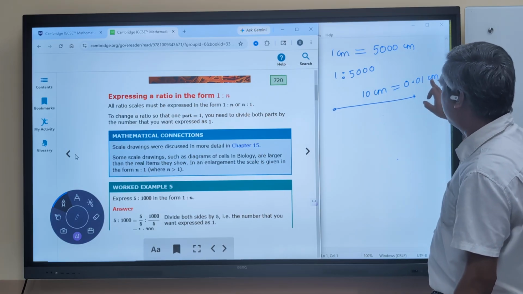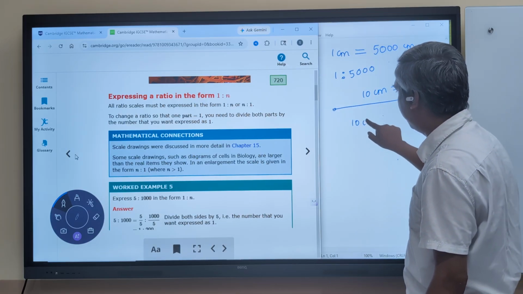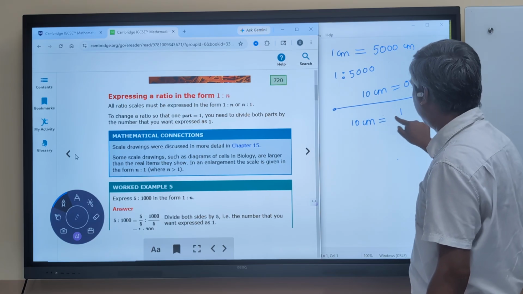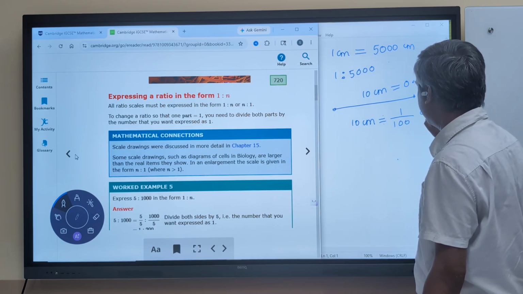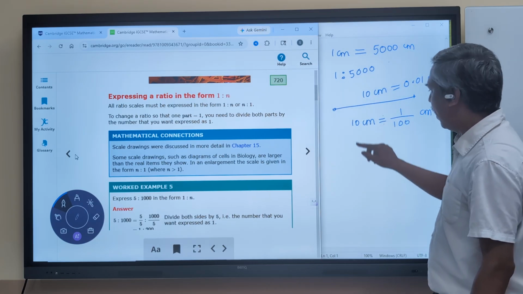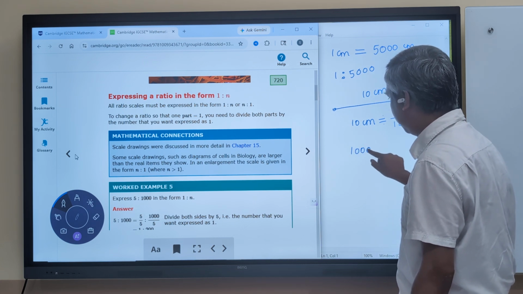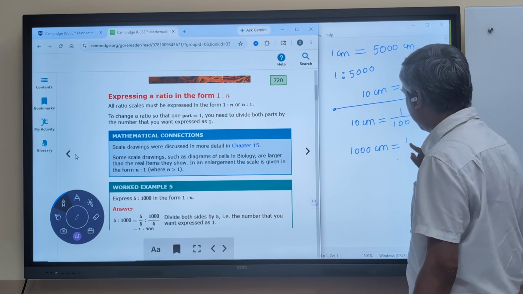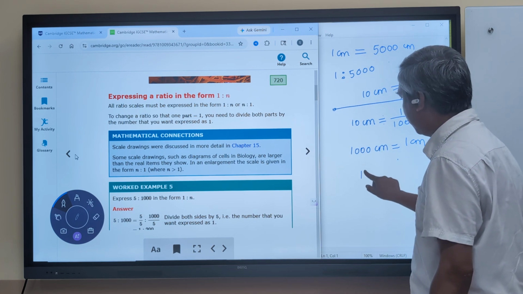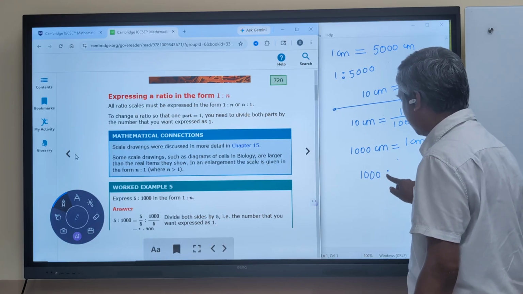10 centimeter to 0.01 meter. So 10 centimeter is equal to 1 upon 100 centimeter. Then you multiply by 100, so you get 1000 centimeter is equal to 1 centimeter, and the ratio is 1000 is to 1.